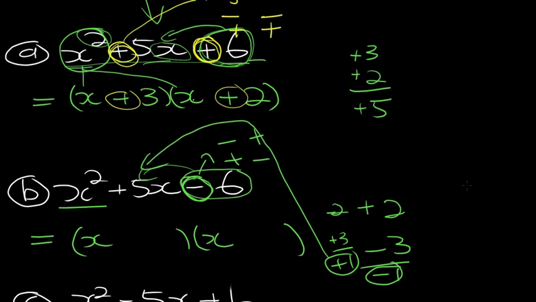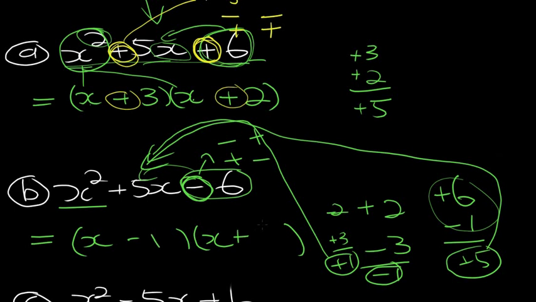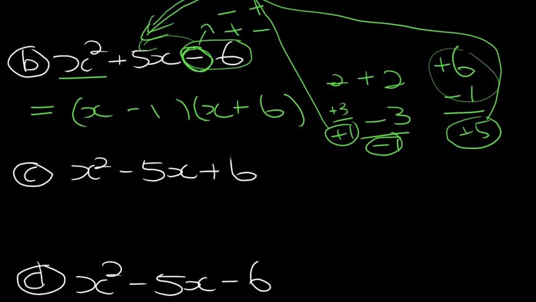And this is a plus 5. So you will choose 6 times minus 1, and if you add this together, it's plus 5, and this is equal to the middle term. Okay. And so what we'll use is then minus 1 plus 6. So let's look at the next example.